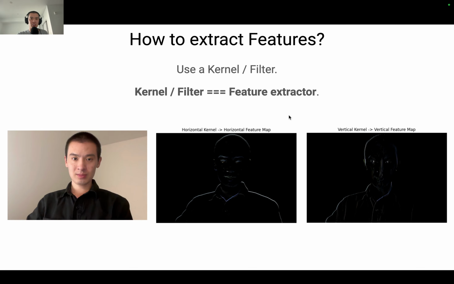And how do we extract features? We use a kernel/filter. You can think of this kernel/filter as a feature extractor. So if we have a horizontal kernel, it will extract horizontal features. If we have a vertical kernel, we will extract vertical features. So in the horizontal kernel, horizontal features such as my shoulders, my eyebrows, my eyes, and my hairline are quite noticeable. Whereas for the vertical kernel, the buttons on my shirt and my ear, or more specifically, my right ear, are more noticeable.